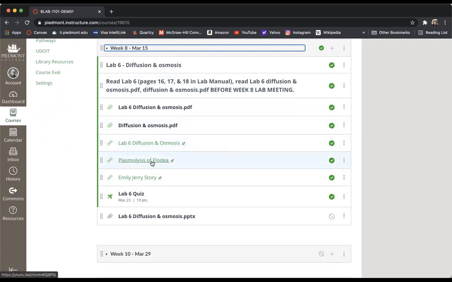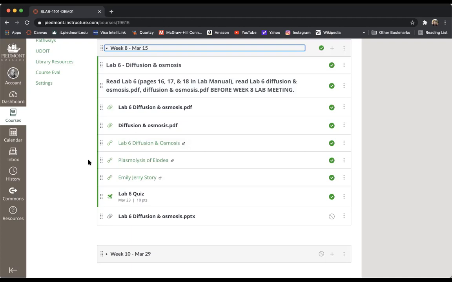Plasmolysis of Elodea, again, a link to the video we saw. So plasmolysis refers to putting a cell in a hypertonic solution. Again, this is kind of paralleling what we saw with Emily Jerry. They basically put a hypertonic solution into her blood vessels, and exposed her red blood cells to a hypertonic solution. So her cells lost fluid, just like you see in this plasmolysis of Elodea. They initially put 20% sucrose solution around these Elodea cells, and you see the cell membrane shrink and pull away from the cell wall. Then they replace that with a distilled water solution, which is hypotonic.